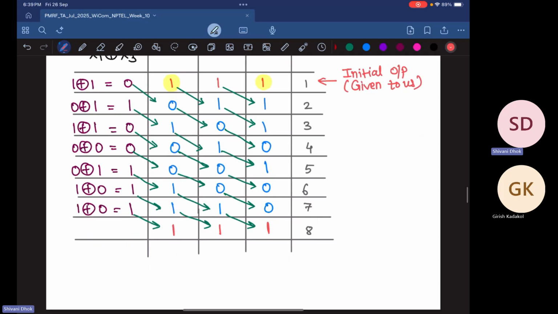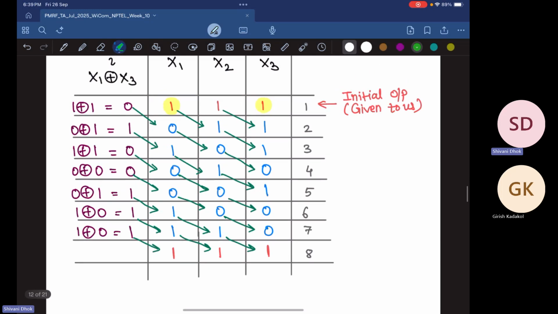Now if you observe carefully what is happening, this was my initial sequence. The same sequence has now started to repeat itself. So now we are getting repetition of the sequence.